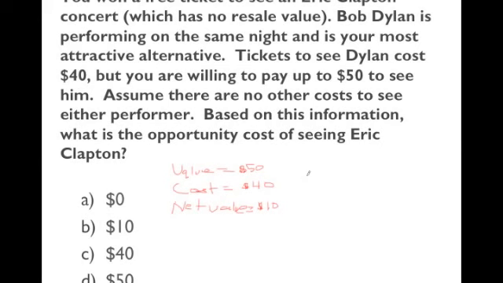So if you understand that the net value of seeing Dylan is $10, then clearly the cost of not seeing Dylan is whatever you would have gained if you saw Dylan, which is $10. So the cost of not seeing Dylan is $10. So clearly the cost of going to see Eric Clapton, which won't allow you to see Dylan, would also be $10. Okay, so the cost of seeing Eric Clapton is you're giving up the net value you get from Dylan, which is $10.